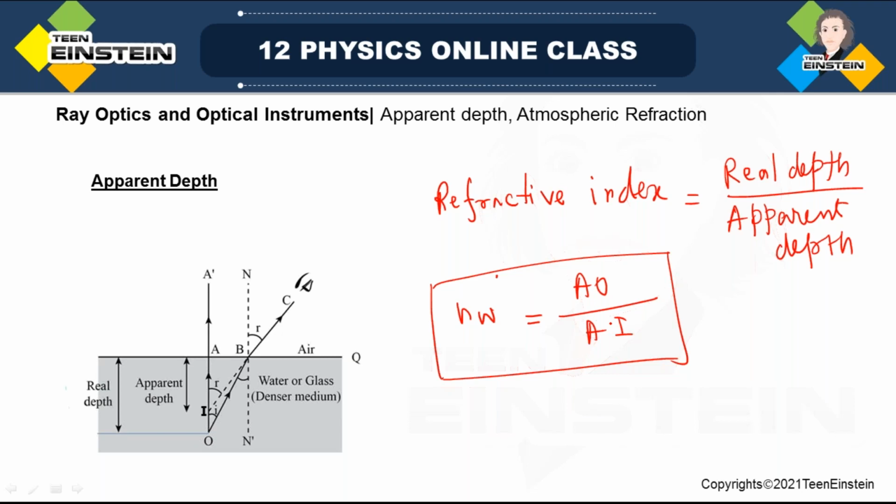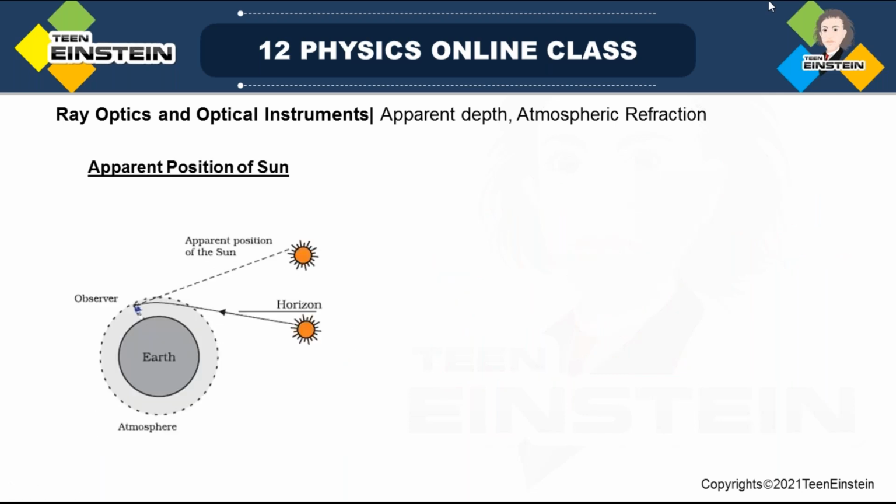So using this formula we can solve some problems. Numerical problems will be coming in your exam, so you can use this formula to find the answer for that. So we'll just go to the next topic. See, atmospheric refraction happens. So you might be thinking, atmospheric refraction means what?